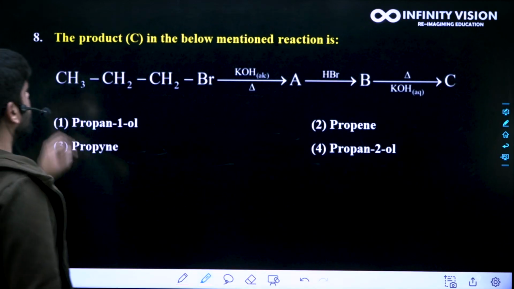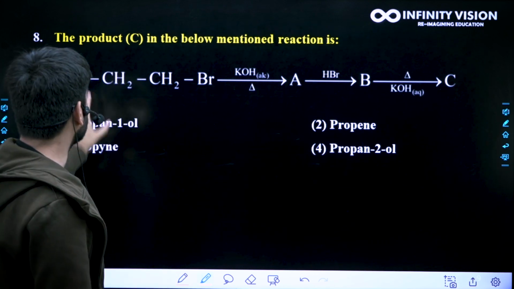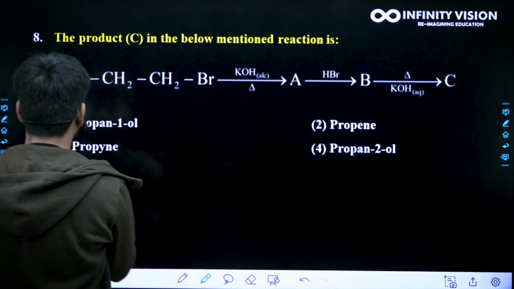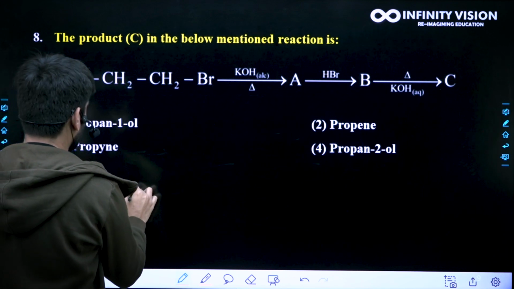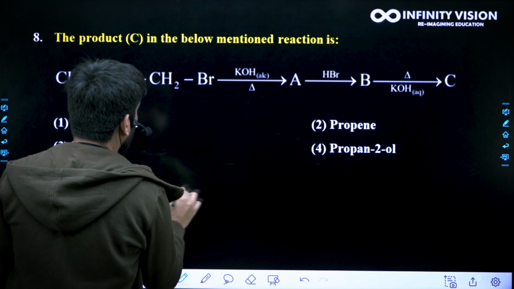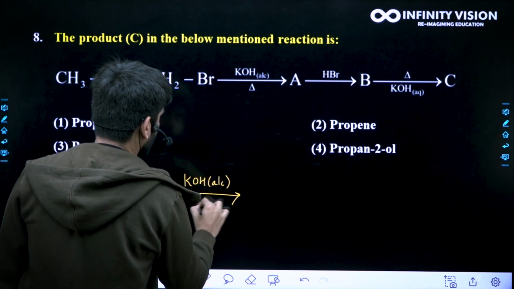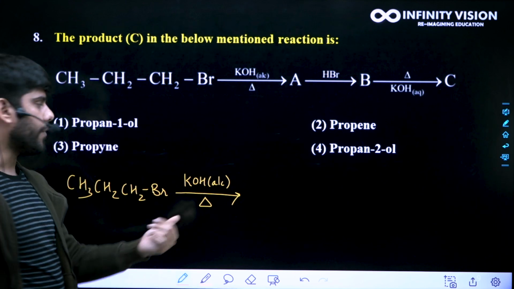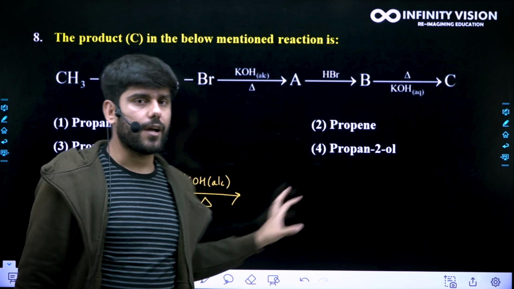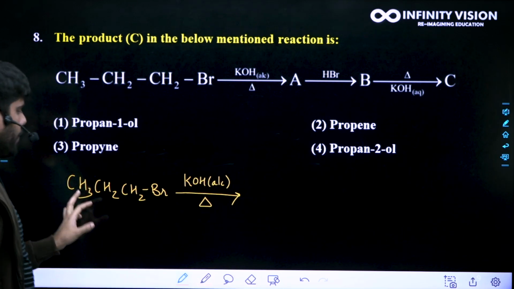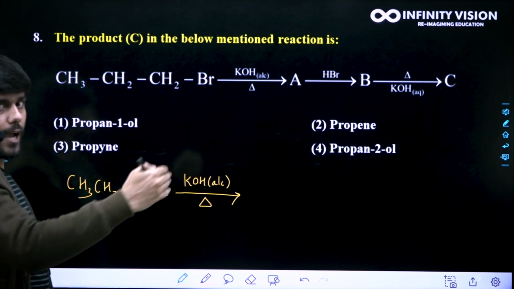The next question is, the product C in the below mentioned reaction is, okay, so let us see. This is the substrate molecule. We have the CH3, CH2, CH2Br, and the reagent is alcoholic KOH, and heat is also given, so it is an example of elimination reaction. It is beta elimination, and in beta elimination, it is a kind of E2 elimination, where H and Br, which are anti to each other, there is a dehydrohalogenation.